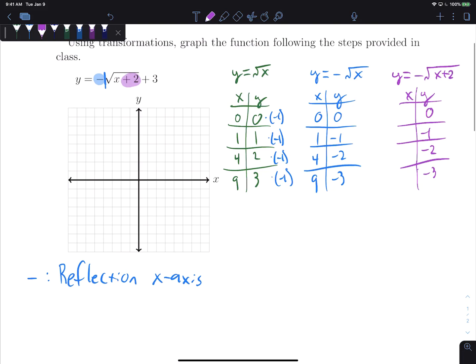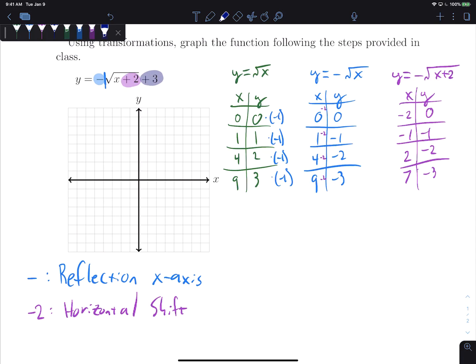Now that plus 2 is technically a minus 2 horizontal shift. And the reason that it's a minus 2 is because it's inside with the x. If it's inside, you do the opposite. In other words, we are subtracting 2 from all of the x values. That gives me negative 2, negative 1, 2, 7. Fantastic.